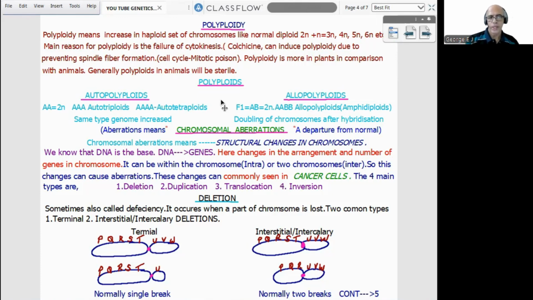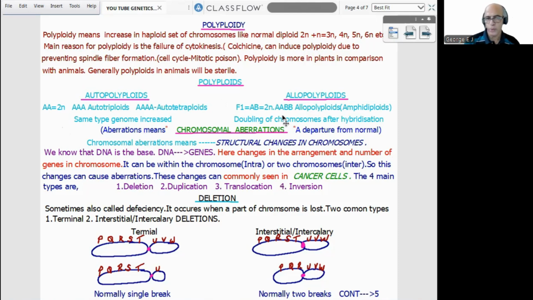Autopolyploid and allopolyploid. For autopolyploid, the basis is all we need. AA will be diploid. So autopolyploid means one more A will be added, so it becomes autotriploid. One more set will be added, so it becomes autotetraploid. 1, 2, 3, 4. 1, 2, 3, that way.